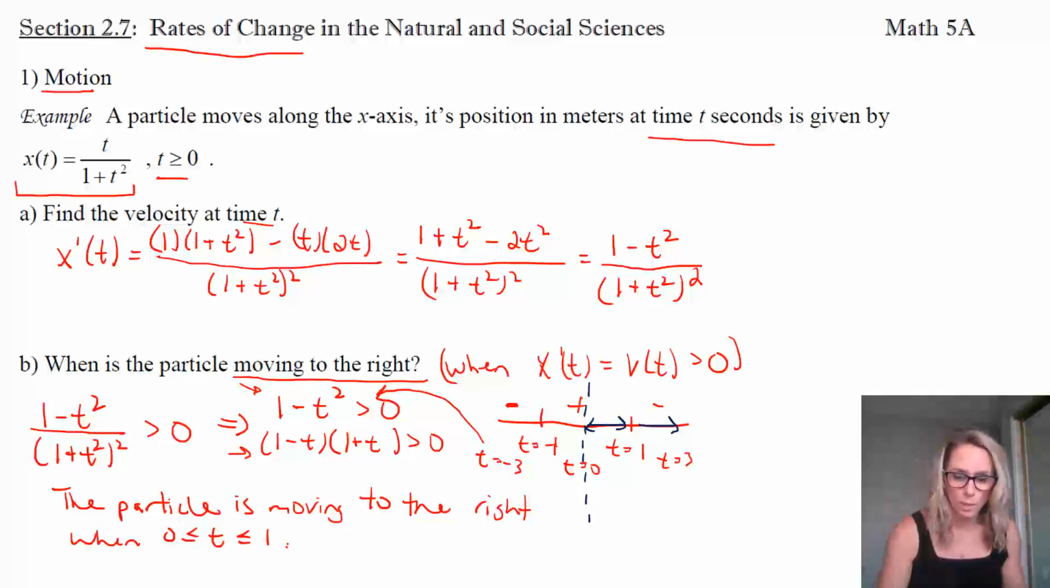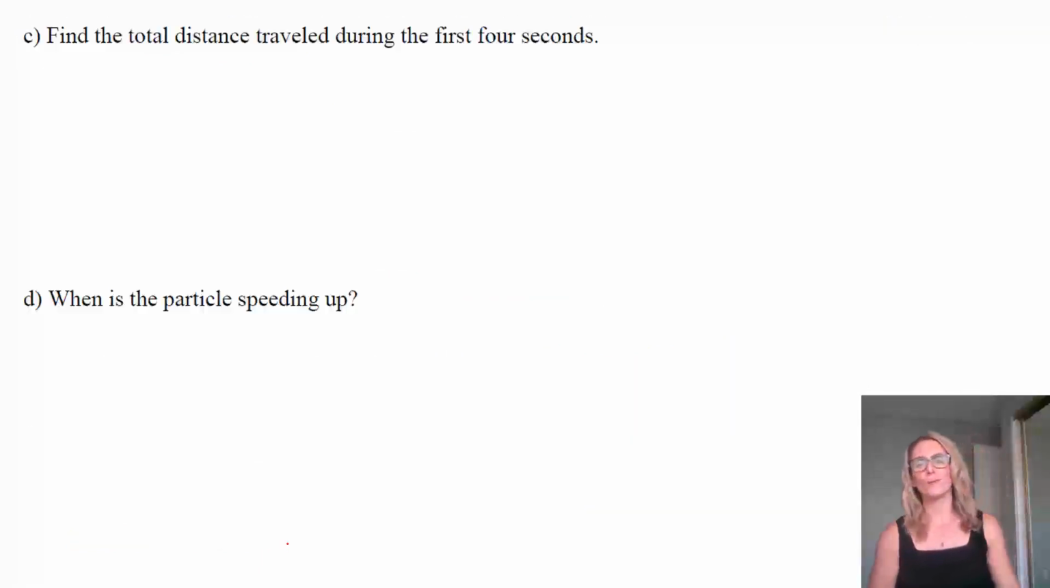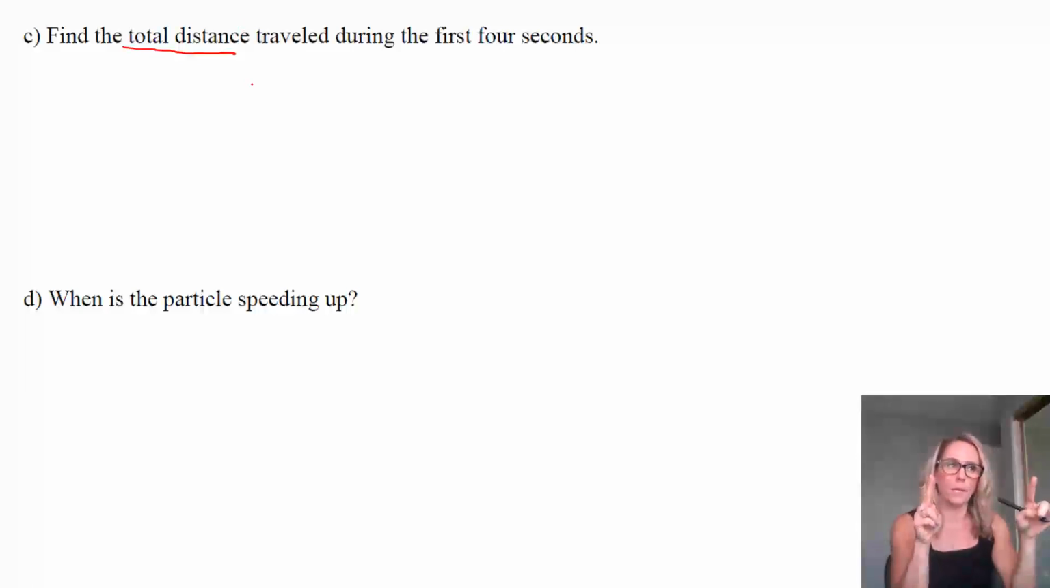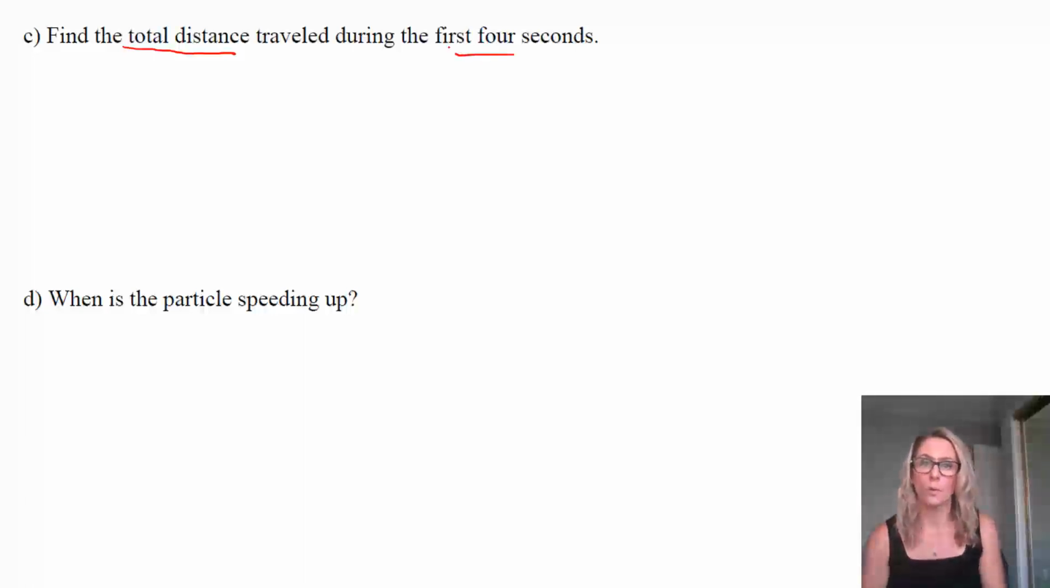Okay, more to do with this question. Find the total distance traveled in the first 4 seconds. The important thing to understand is that when we talk about total distance, if the particle goes one way, but then goes back the other way, we need to add this distance and this distance to get the total distance. So it matters if the particle is moving forward or backward, because that's gaining some distance. What we care about is when the function is moving forward and when it's moving backwards over the first 4 seconds.